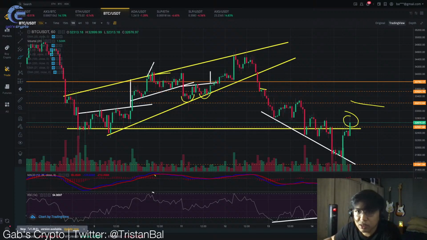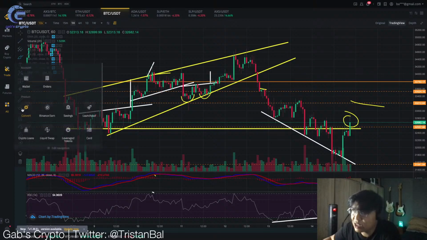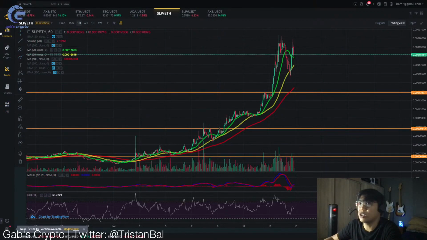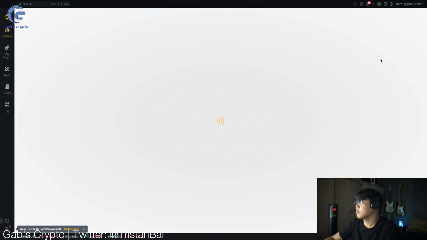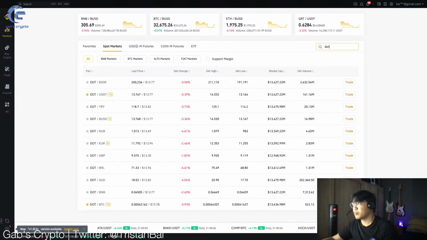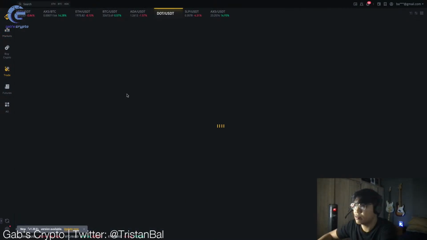So let's dive into other coins. May nagsasuggest ng, pili lang tayo dito ng coins. Polkadot? Pwede din, sige. Let's check Polkadot. Then TLM. So Polkadot.